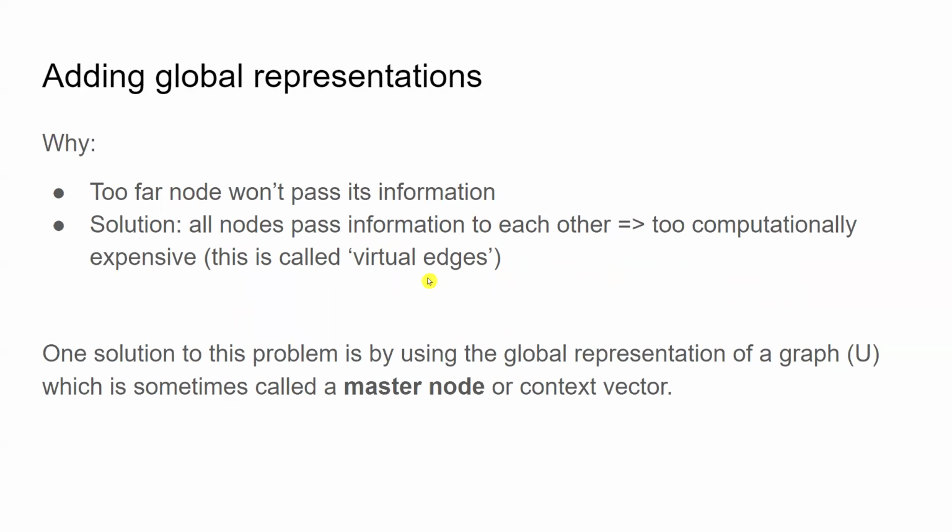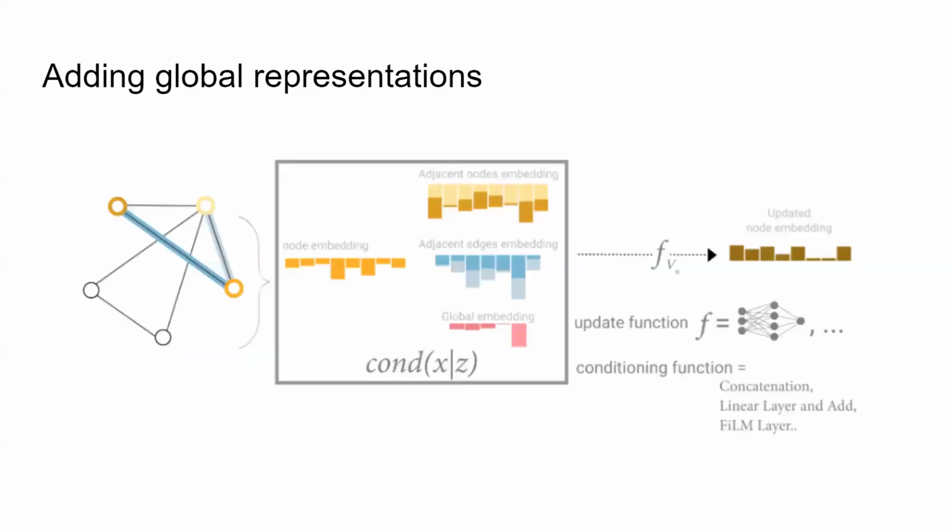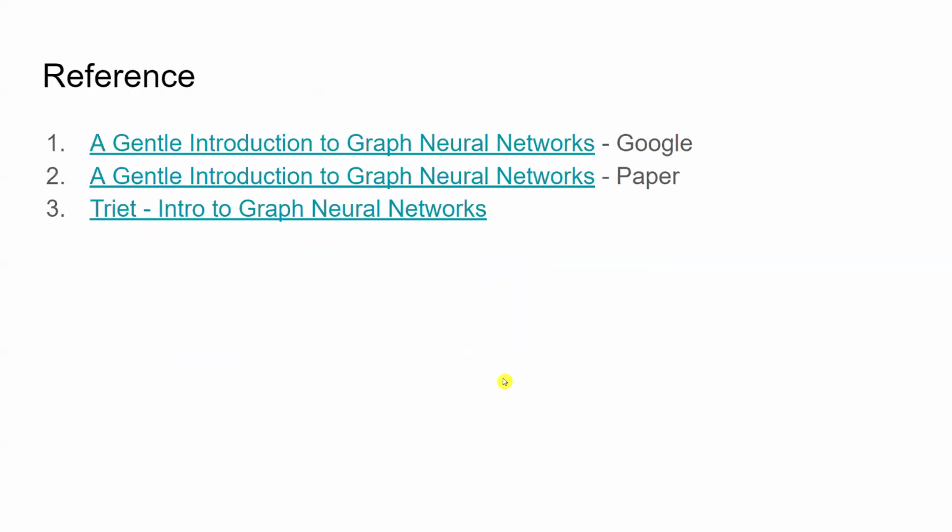It's also called a virtual edge, like I mentioned. So the solution is they're going to use a global representation U. It's called a master node, and then they can refer to the context vectors for the very far node. So they can take all the nodes in the graph into account. So this is how they do it.